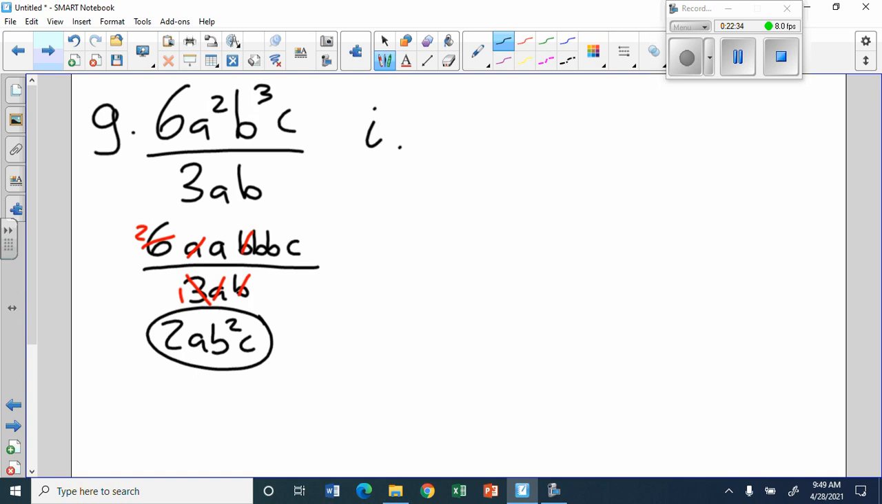I want you to do I. I is 15mn squared p divided by 25m squared n squared. Go ahead and simplify that one.